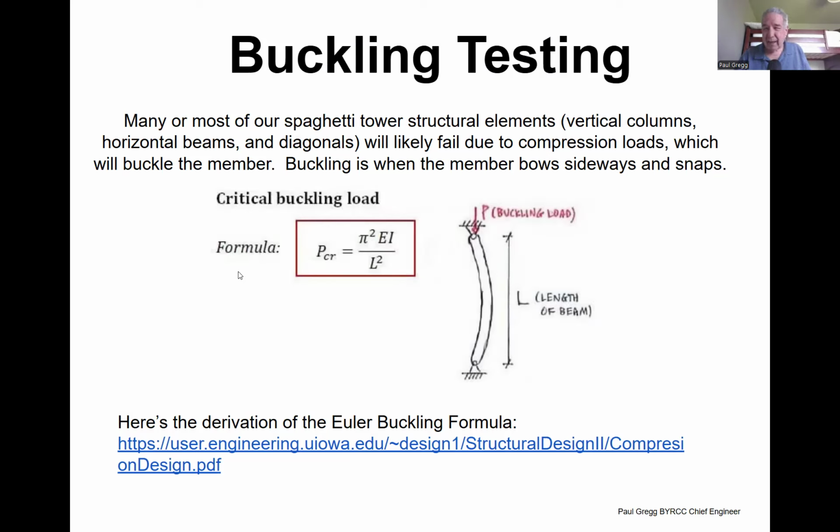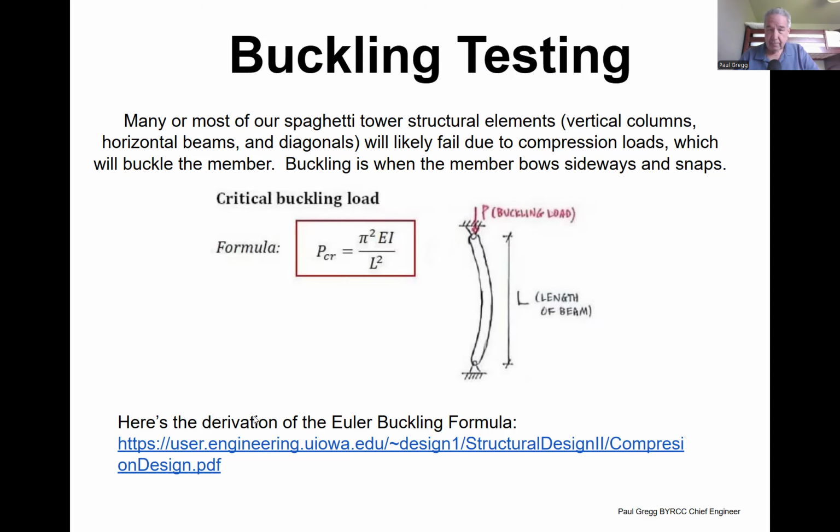So this is the likely failure mode. When you push on a long, skinny thing, it takes a certain amount of load and then it starts to bend out sideways and then it just snaps, and that's called the buckling strength. And this is the equation for it. There's a derivation of that right here in this link. I'll put it in the link to the video. Quite interesting, but it takes some knowledge of calculus.